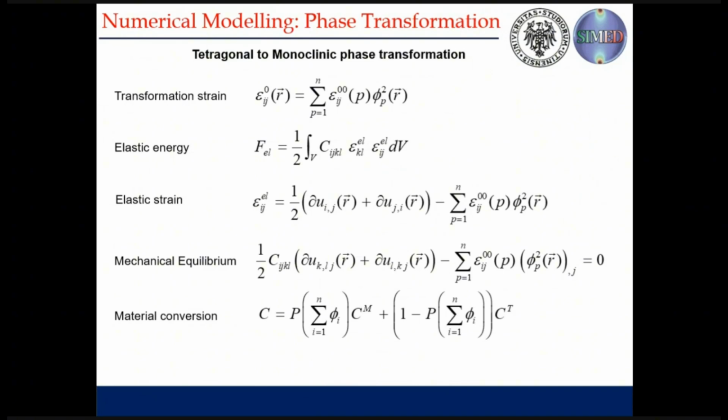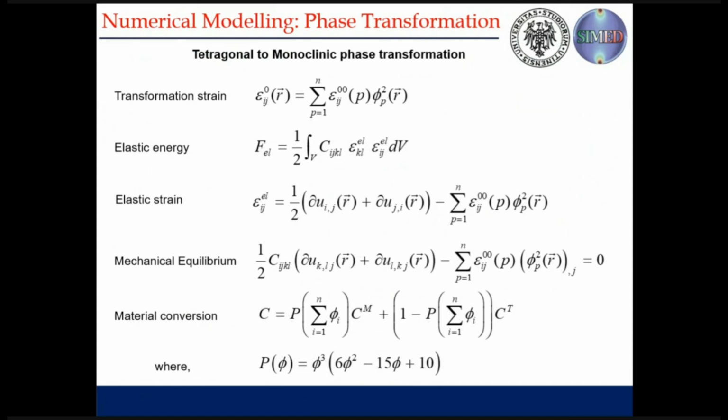Another thing is when we are changing the phases, the material properties are also changing. The constitutive matrix for monoclinic and tetragonal is not the same. This is also changing. To have a smooth transformation, we define this equation, where P is a function of the concentration of the variants. So we have a smooth material conversion. It's not abrupt.